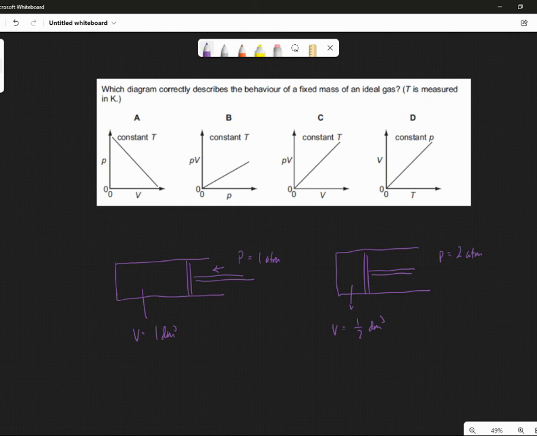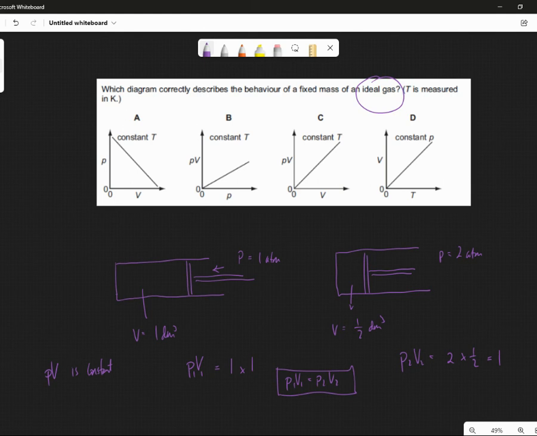Excellent. So what have we got in the first one? We've got P1V1, and P1 is 1 times 1, so PV is equal to 1 times 1. What have we got over here? P2 times V2 is 2 times 1/2, which is equal to 1. So from that, we say P1V1 equals P2V2. For an ideal gas, PV is constant.